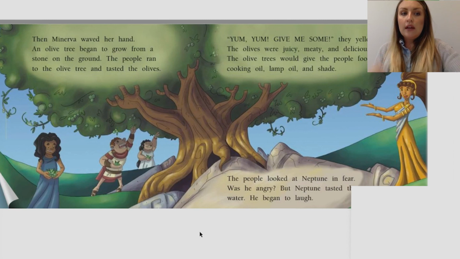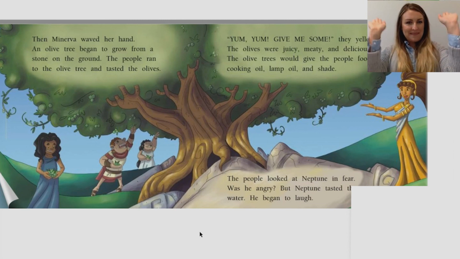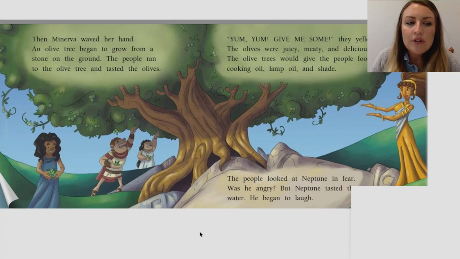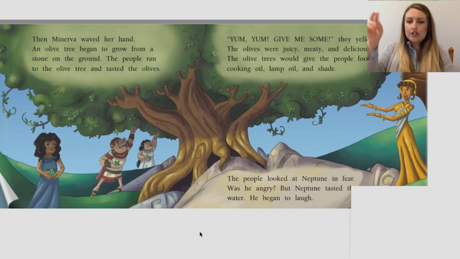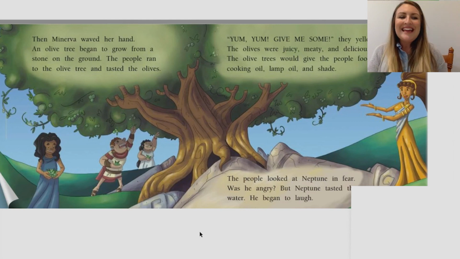People can use olives for food. Excellent job. Very good. People can use olives for food. You should be raising the roof. Next, people can use olives to color with. No, people cannot use olives for coloring. Next, people use olives for cooking oil. Excellent. People use the olives to throw at each other. No, they wouldn't throw them at each other. Next, people can use olives for shade.